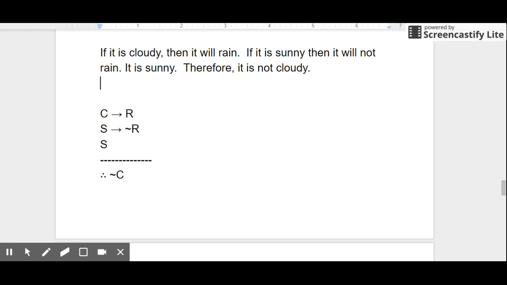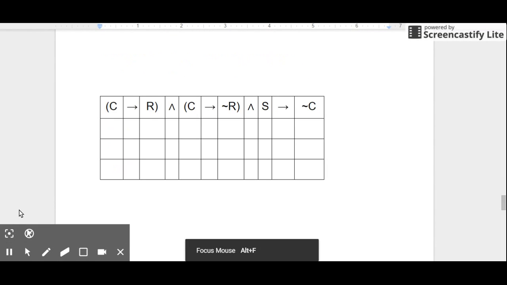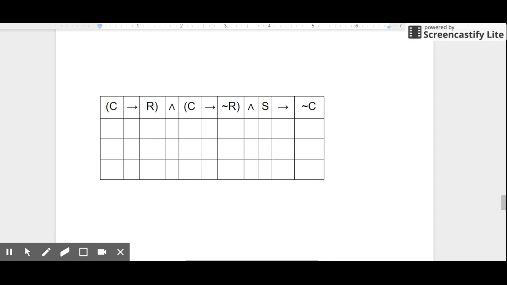First of all, your argument and argument form should look something like this. You should have C conditional R, S conditional not R, S, the line, and therefore not C. Now, the structure will be the same here. If you chose different variables, that's fine, as long as you have a similar structure. Next, you should have this written in logical form so that you can solve it. You should also be using graph paper or something to keep it all lined up nicely so you can show your work.